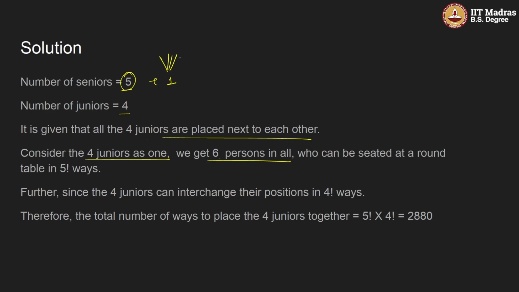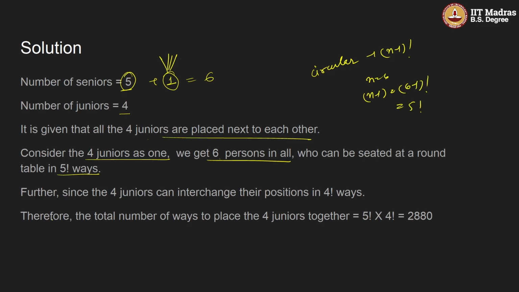In this situation, we are considering all the 4 juniors sitting next to each other, so we are just combining them into 1. So there are 5 plus 1, which is 6 in total. So they can be seated at a round table in 5 factorial ways, correct? Because for a circular arrangement, the permutation is n minus 1 factorial. So here n is 6. So n minus 1 will be 6 minus 1 factorial, which is 5 factorial.